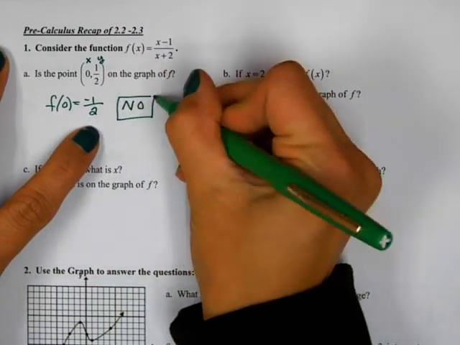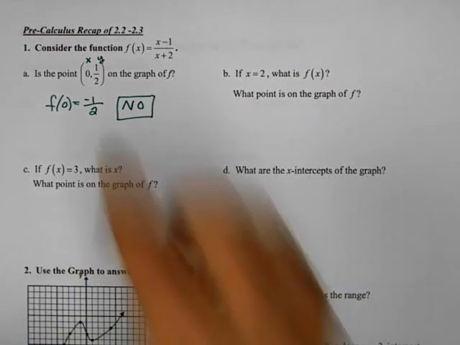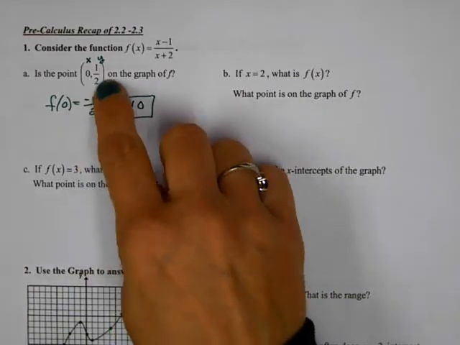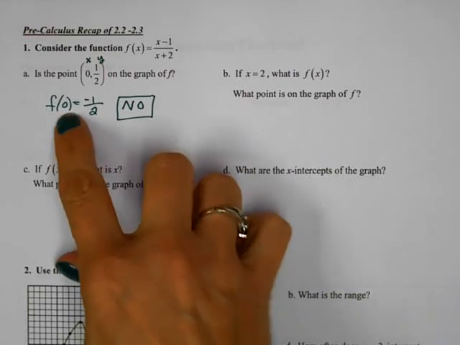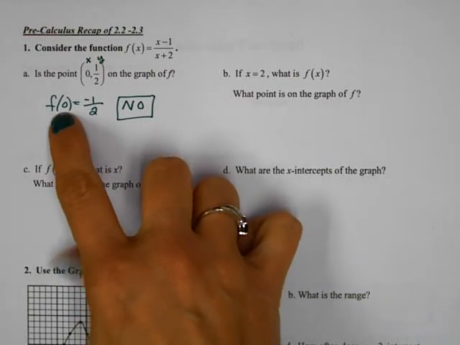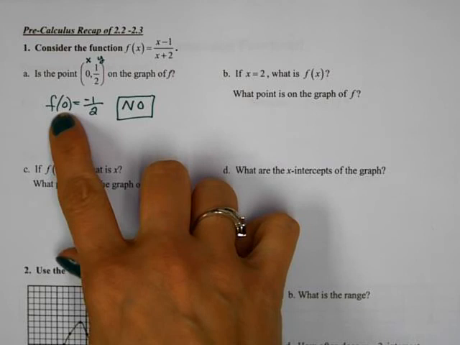Okay, so is that point on the graph? The answer is no. Okay, so knowing x's are inputs and y's are outputs and knowing how to label what you're doing, make sure you tell me. I'm plugging in 0 into the f function.